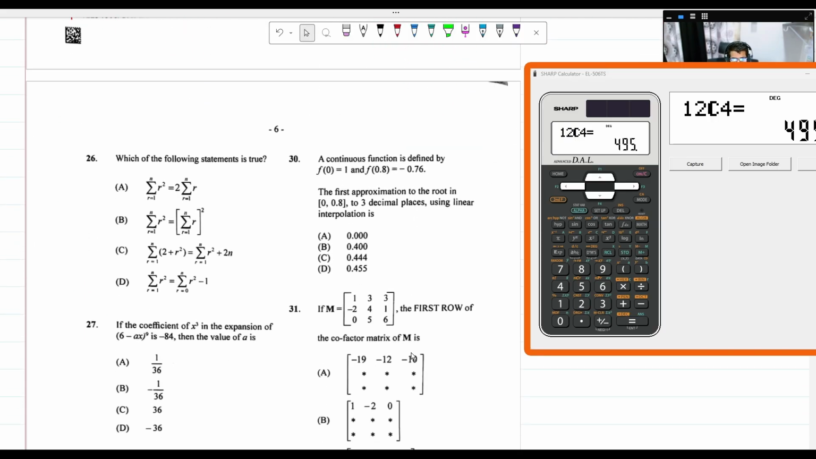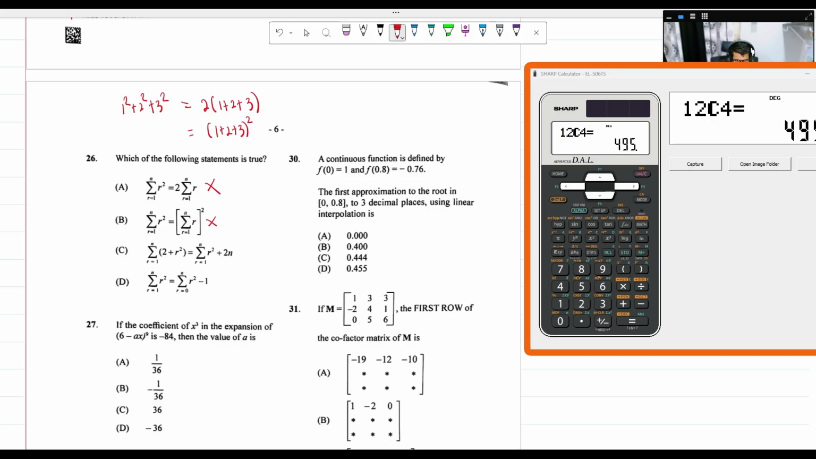Which of the following statements is true? Now, A cannot be true. I cannot just bring the r squared to be a power in front. I can't do that. Option B is not true as well, because let me pretend the series for r squared gives 1 squared plus 2 squared plus 3 squared. Is this equal to 2 into 1 plus 2 plus 3? It's not equal. Is this equal to 1 plus 2 plus 3 all squared? It's not equal to that either.